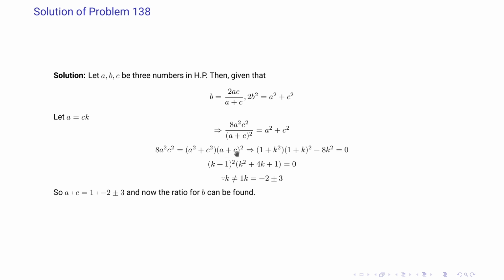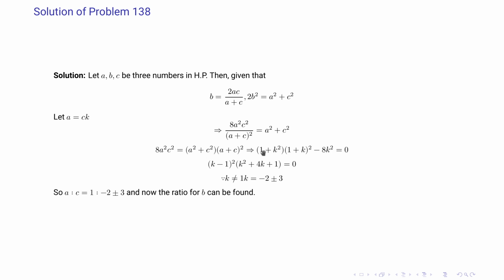Power 2 here, power 2 here, yeah. Then this A becomes CK, so C to the power 4 K square. Now from here, if we substitute CK here, it becomes C square K square. So we take C square common, so one C square will be gone, the other C square will remain. From here, (CK plus C) whole square will become C square if taken outside, and then inside (K plus 1) whole square. So C square from this will cancel out the second leftover term of C square. So this becomes (1 plus K square) into (1 plus K) whole square minus 8K square is equal to 0.